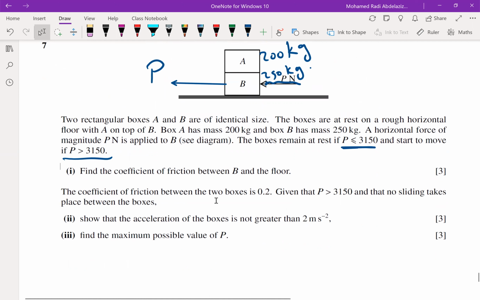The coefficient of friction between the two boxes is now given as 0.2. Given that P is more than 3150 and that no sliding takes place between the boxes, show that the acceleration is not greater than 2. Find the maximum possible value of P.